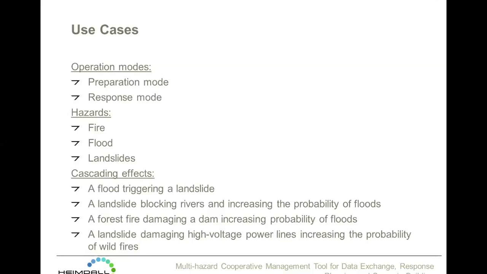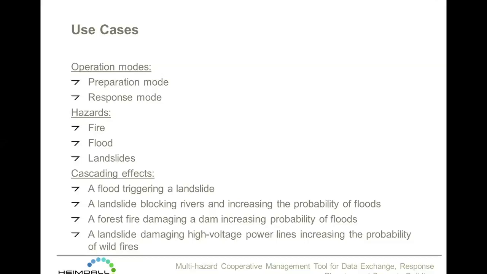I'm going to present you an overview of the use cases, the service concept and the system architecture of HEIMDALL that has been developed in close interaction with our end user partners from the project and the advisory board. So let's start with the use cases right away.